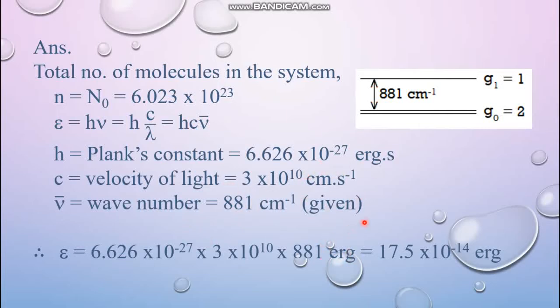You can also verify that. Suppose Planck's constant, erg second, centimeter per second. So this second inverse and second would cancel each other, and here centimeter inverse, then these two will be cancelled by each other. So erg would be left uncancelled. Okay. So the value is 17.5 into 10 to the power minus 14 erg.